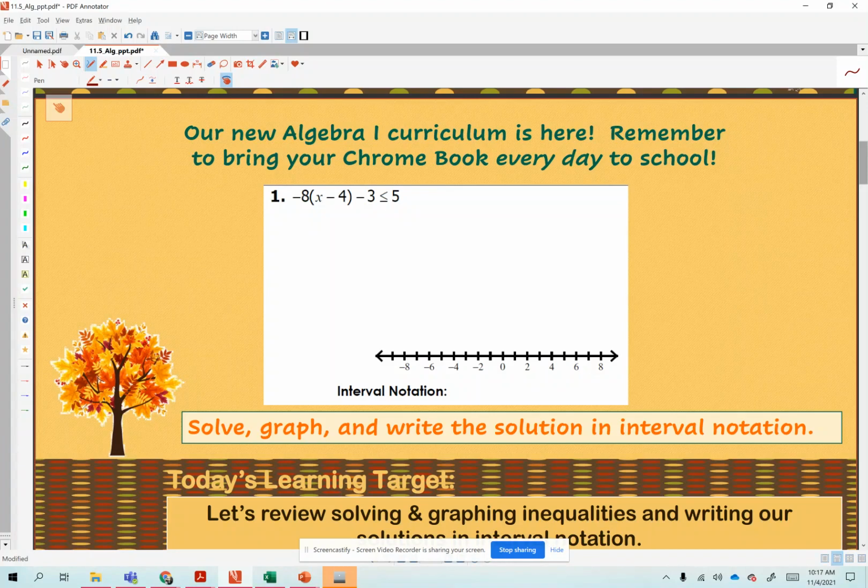So, our first inequality, the first thing we want to do is distribute. So, we have negative 8x. Negative times a negative is positive 32, minus 3 is less than or equal to 5. So let's combine like terms. We will combine 32 minus 3, which gives us negative 8x plus 29 is less than or equal to 5. And we will subtract 29 from each side.